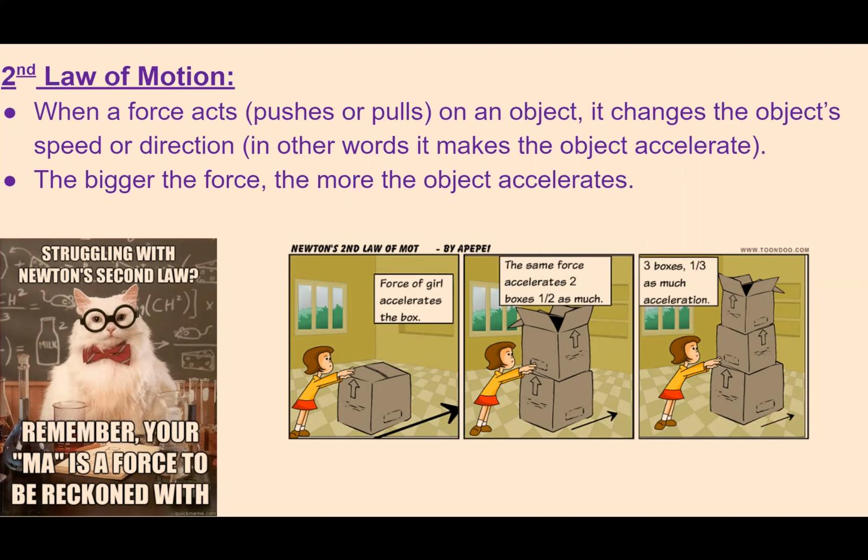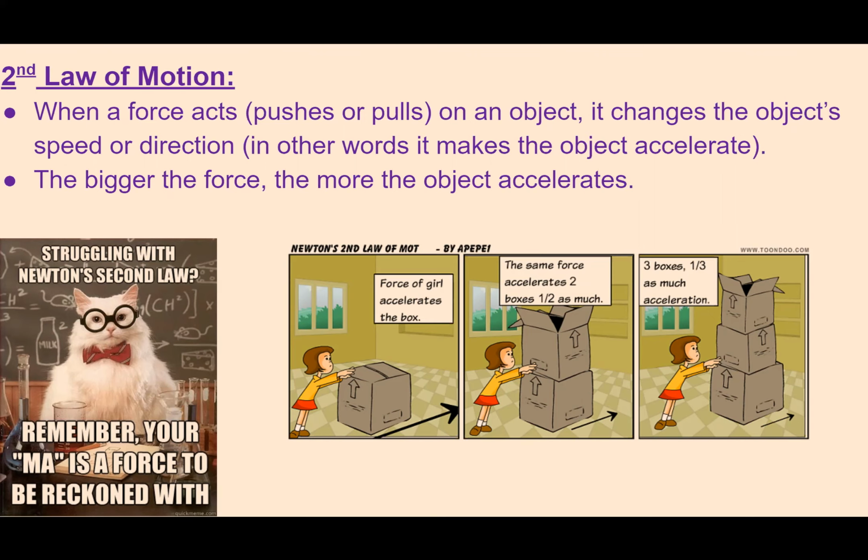So now here we are. What happens when a force is acted upon it? So this is typically a push or a pull. Finally get some common sense in here. So when a force acts, such as a push or a pull on an object, it's changing the object's speed or direction. In other words, it makes the object accelerate. Remember the definition of accelerate: a change in direction or speed. So anything that speeds up or changes the direction, there's an acceleration there.